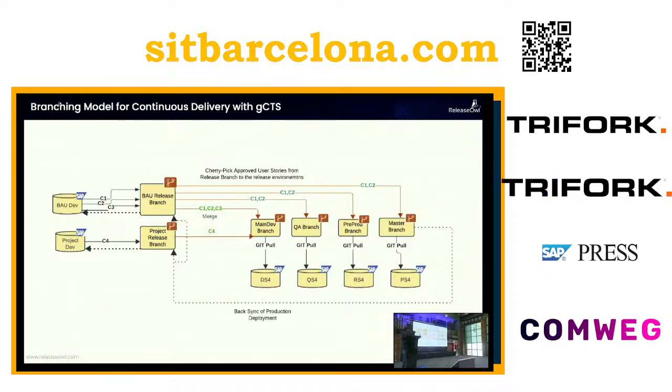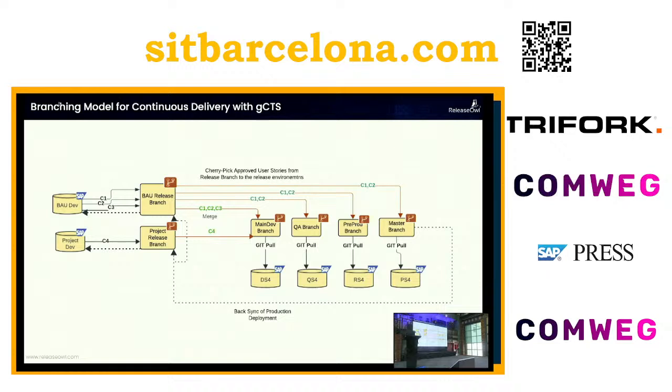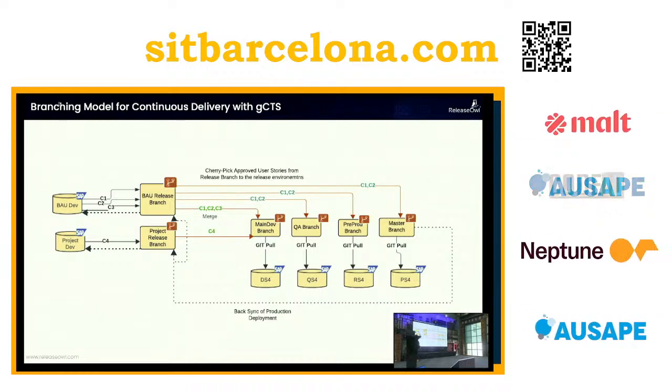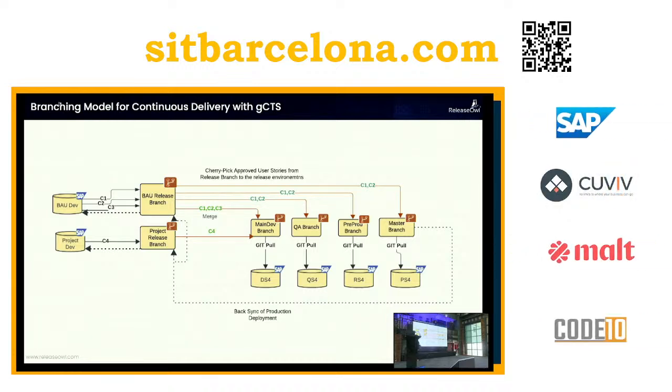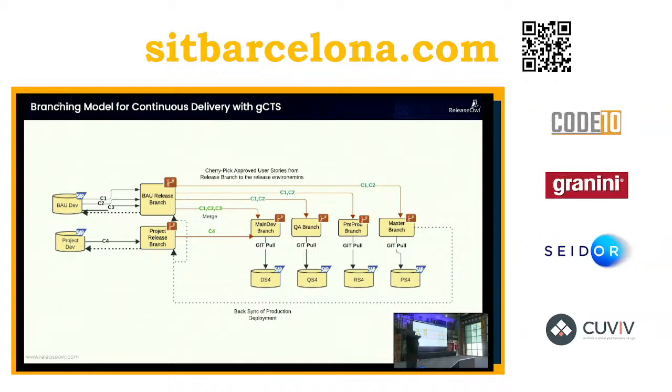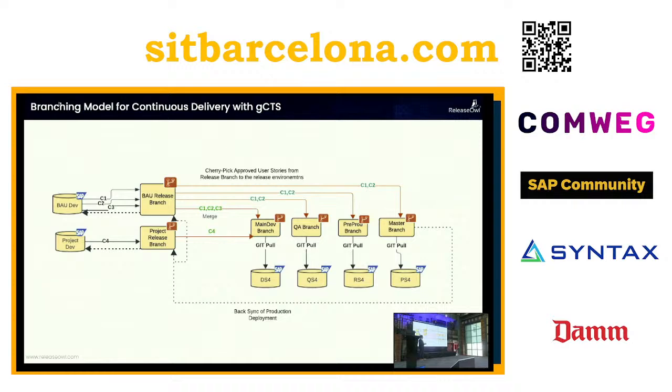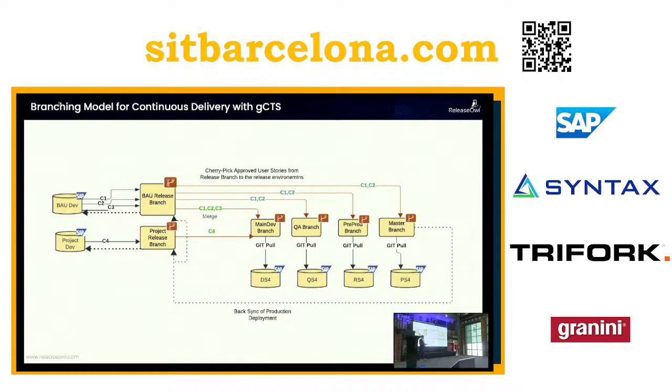So this is one view of how we have continuous delivery with gCTS. Let's say this is your business as usual, this is your project development. Here there can be multiple projects also, based on your go-live strategy. It can be geo-specific go-lives, or there can be multiple different initiatives that run. So this is your BAU, your business as usual, where you probably deliver a release every 2 weeks. Project is more determined by your scope and when you want to release it.